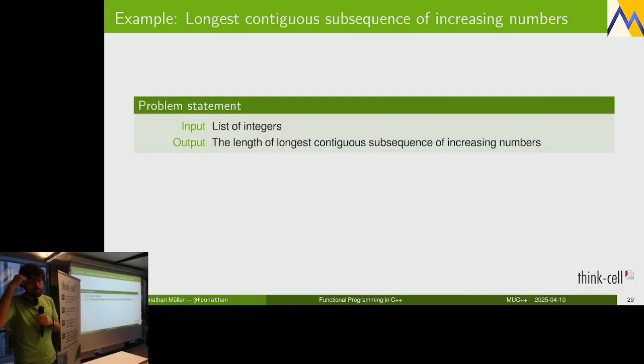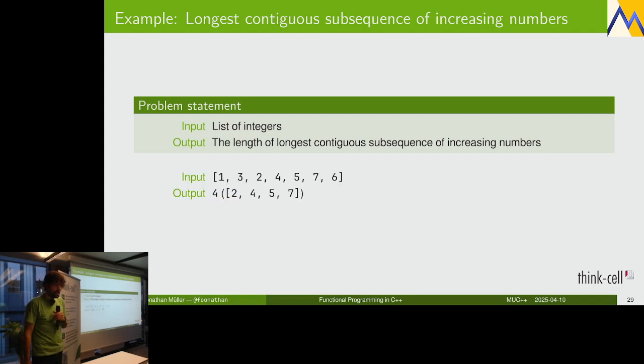Now for the next problem, this is an interesting one. The input is a list of integers, and as the output, you want the length of the longest contiguous subsequence of increasing numbers. What I mean by this is if this is our input list, then the output should be 4, because the subsequence 2, 4, 5, 7 is the longest subsequence of increasing numbers. Right?